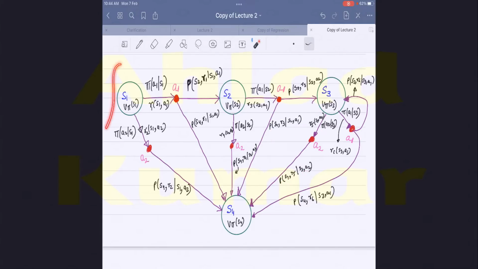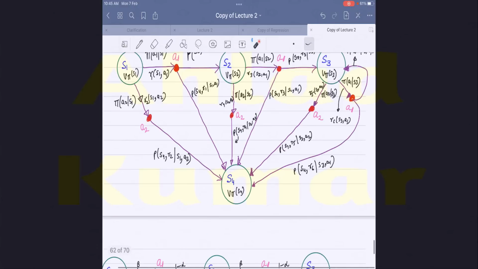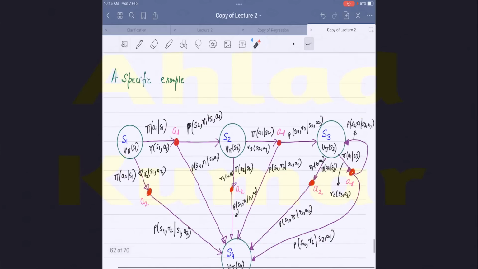So this shows you a complete Markov decision process along with the environmental dynamics and the policy function as well as the reward function indicated on this MDP. So let's move forward and see what we can do next. So now what I am trying to do is to write down these values which are written over here.